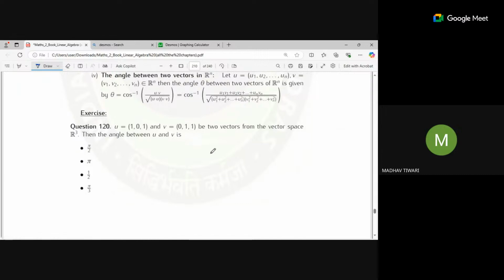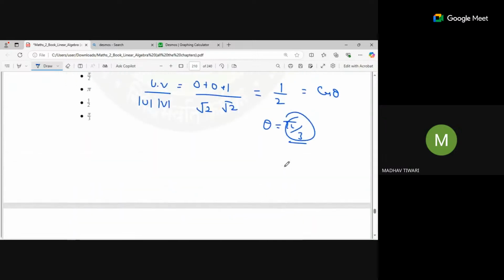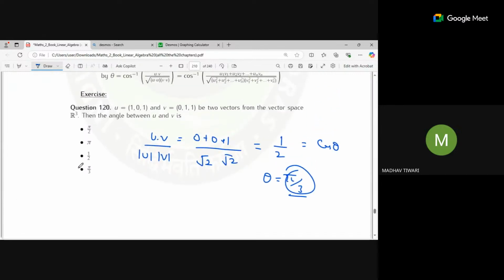Okay. Same here, another question is given: 1 0 1 and 0 1 1. If you do the dot product of u and v, what you will get? 1 times 0 is 0, 0 times 1 is 0, 1 times 1 is 1. Okay, divided by magnitude of u and magnitude of v. The magnitude of u will be root 2 and the magnitude of v will be root 2. So it is nothing but 1 by 2. It is the value of cos theta. So you know that the cos theta value is 1 by 2 when theta is equal to pi by 3, that is 60 degrees. Right? So the answer is pi by 3, this one.